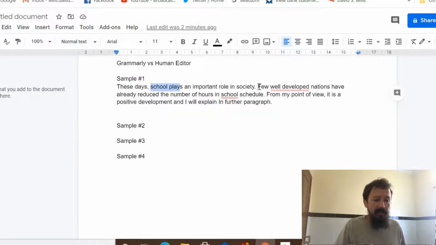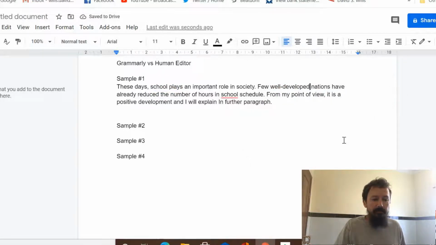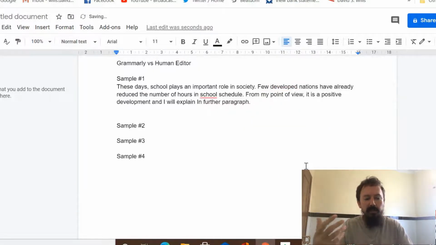So the next sentence then, you can see Grammarly is telling us to change this to well-developed. And yes, we should say well-developed. The problem there, though, is actually we would not say there are well-developed nations. We would just say developed nations. So Grammarly's suggestion here is not quite correct. And there's another problem here.